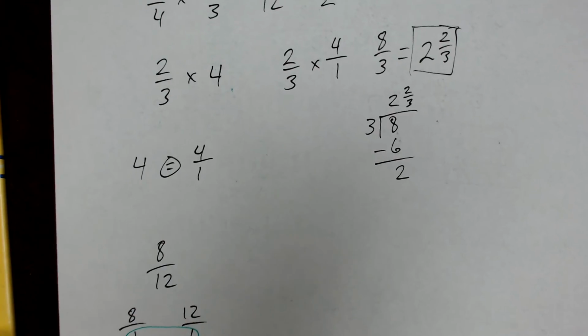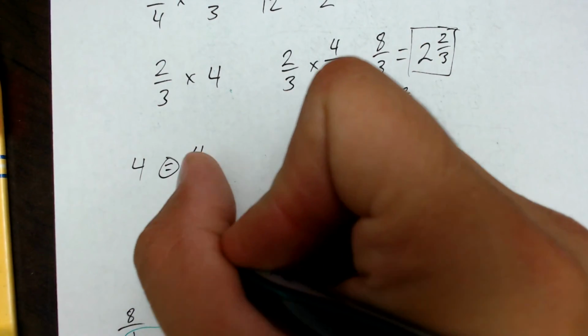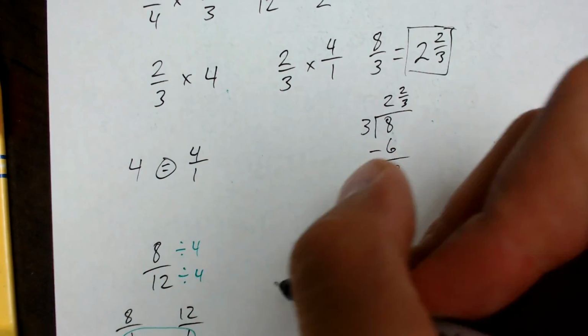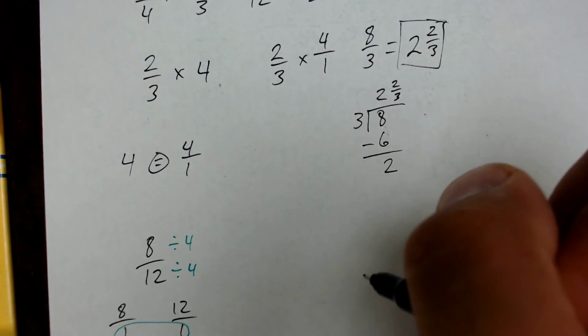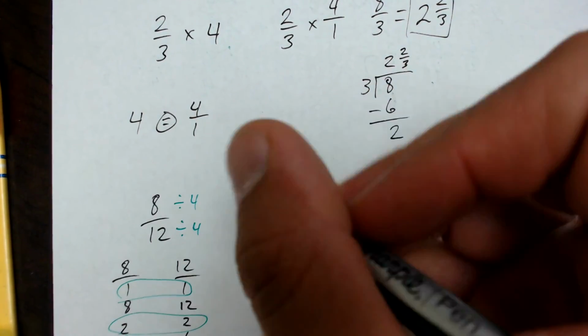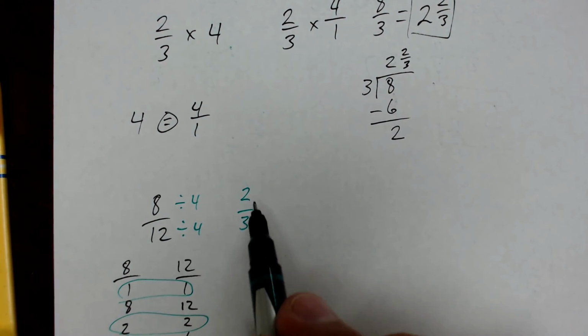So what that looks like is if I take the number 8 and I divide it by 4, and then I take the number 12 and I divide it by 4, that will be the same fraction but smaller. So 8 divided by 4 gives me 2. 12 divided by 4 gives me 3. So 8/12 is equal to 2/3.